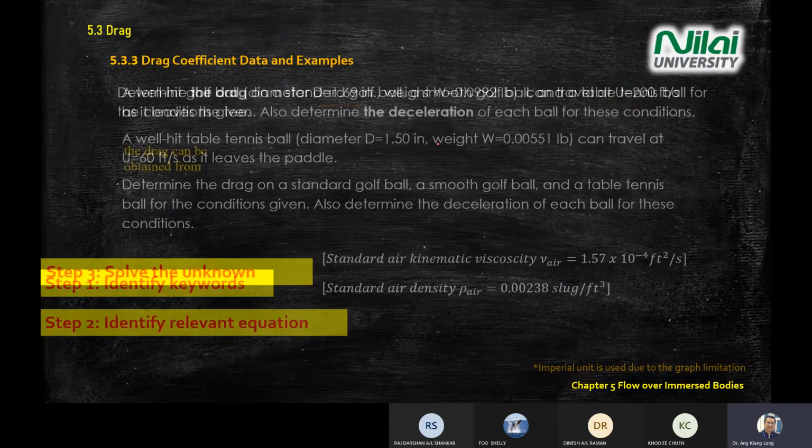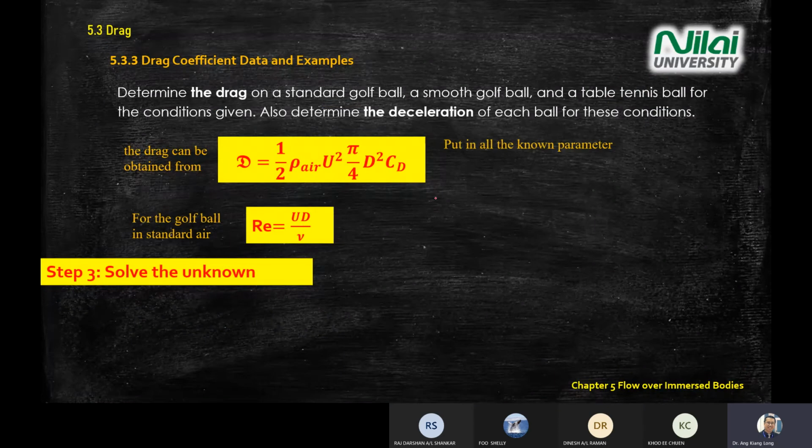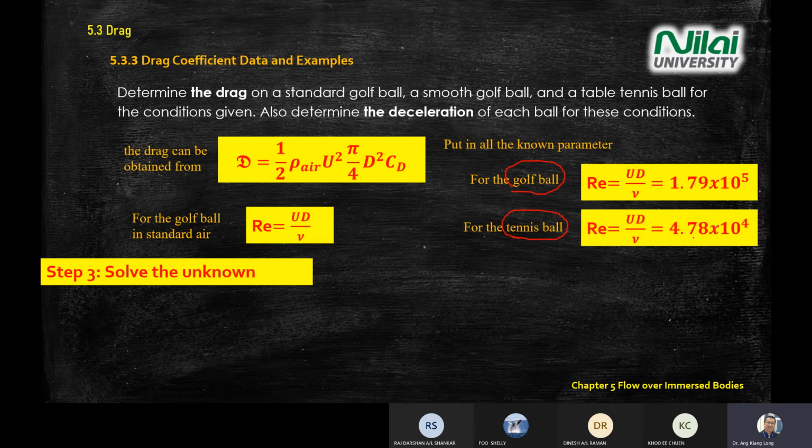For this example, ignore the unit and just pay attention to the strategy, what we need to calculate. First, the drag equation. Second, the Reynolds number equation. You substitute the numbers and you get 1.79 for the golf ball. You do the same for the tennis ball and get another Reynolds number, 4.78.